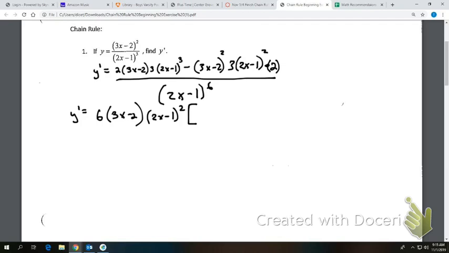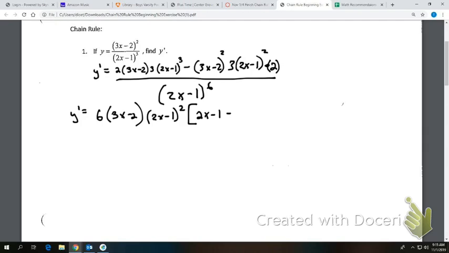What's left over on the first part? When I say first part, follow my cursor here, this entire term right here. What's left over? Just a 2x minus 1 raised to the 1 power. So I'll write 2x minus 1. Agree? Minus, what do I have left over here? Just a 3x minus 2.